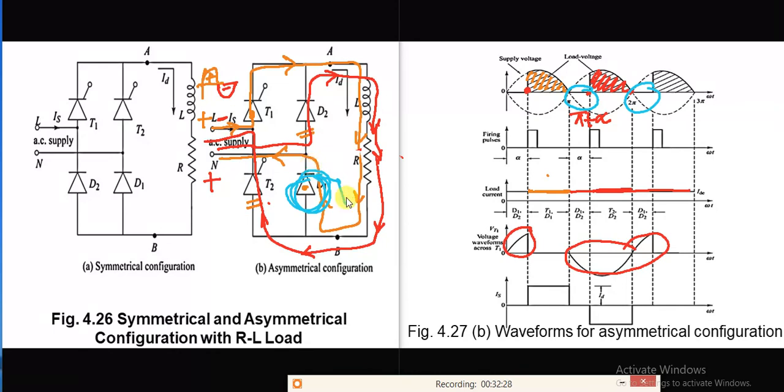And hence this configuration is more advantageous than the bridge configuration with inductive load with freewheeling diodes. So this is all about half controlled rectifiers, symmetrical and asymmetrical configuration with inductive load.